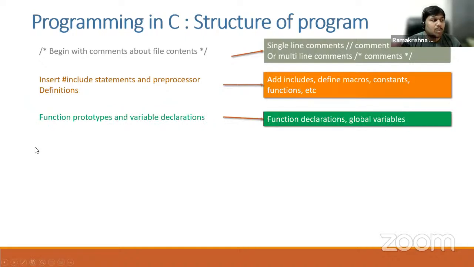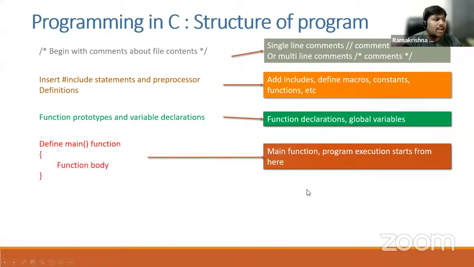And the next thing is function prototypes and variable declarations. Function prototypes: if we want to use functions in our program, we will write our own functions, and for those functions we need to have the declarations or prototypes. And if we have global variables, we will declare them in this space. After that we have the main function, where our whole C program starts, execution starts basically.